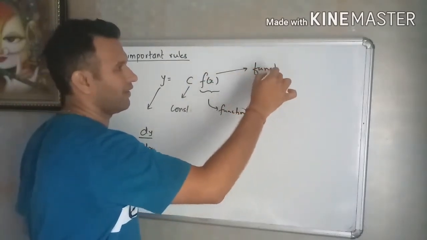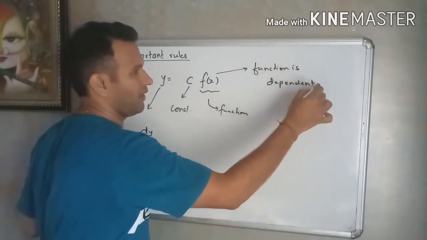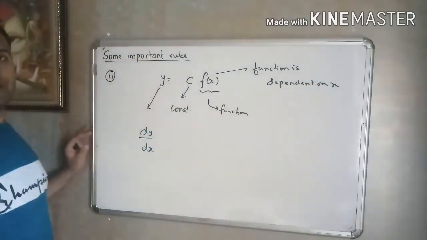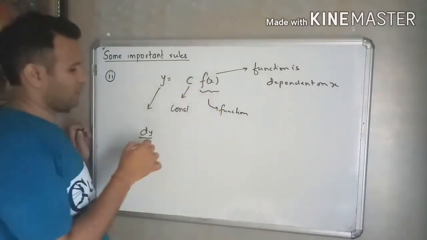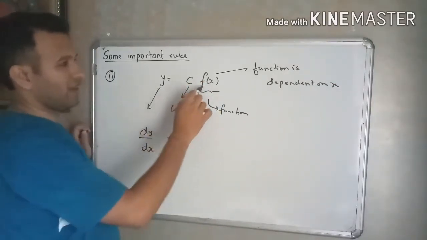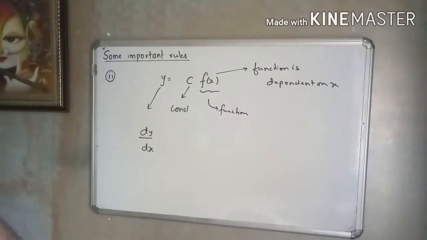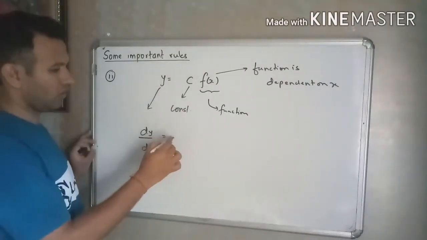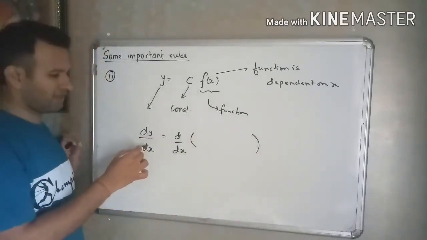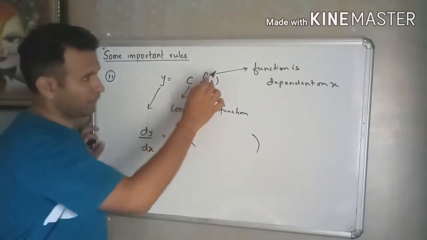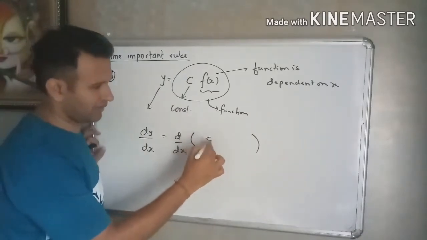Here the function is dependent on x. That's why we are going to differentiate this function with respect to x. If this is a function of t, that is time, then we will differentiate this with respect to time. So the derivative of y with respect to x: whatever is the value of y, we'll have to put it in. So it's c into f of x.